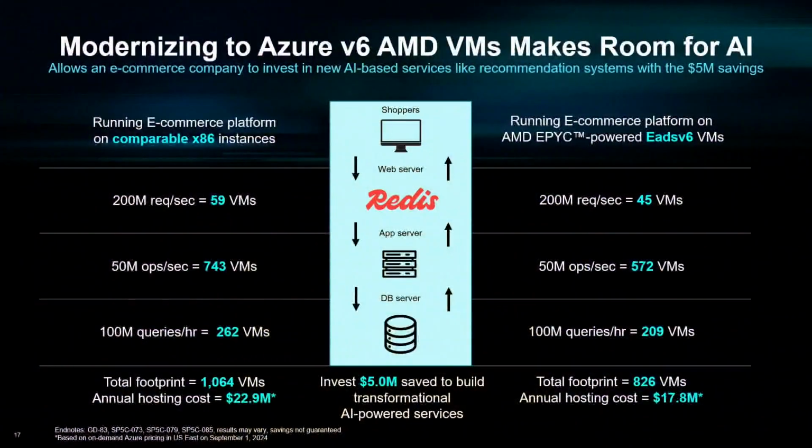So if we can move to the next slide, let's play this out a little bit. On the left side is their existing fleet. On Redis, they needed 59 VMs to achieve their performance level. On their app server tier, they needed 743 VMs, and on their database tier, they needed 262 VMs. In total, that's over 1,000 VMs for that environment, which totals to about $23 million.